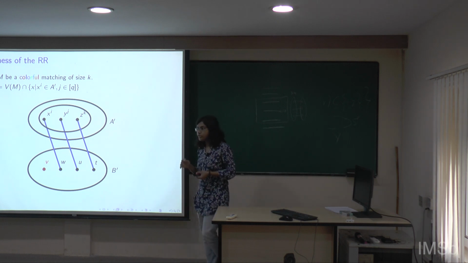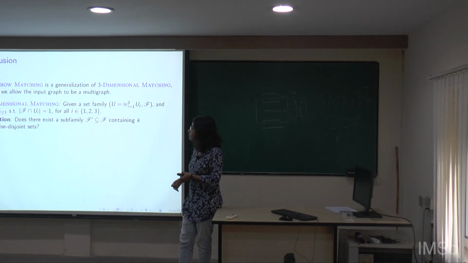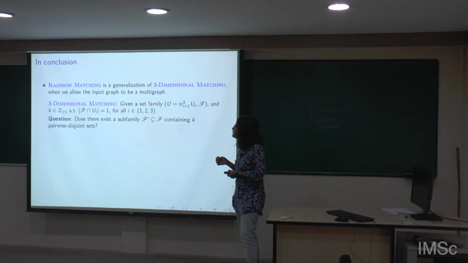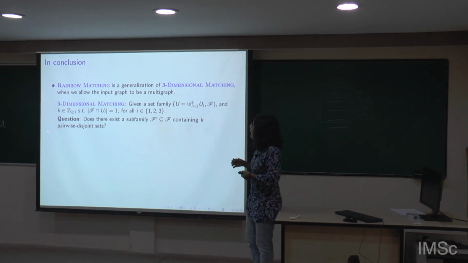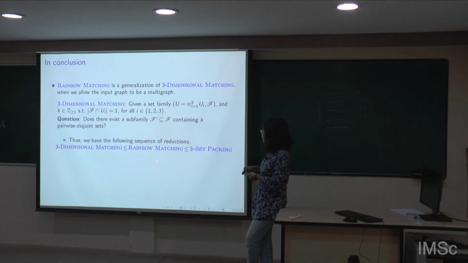So we have a k-square size kernel, and that finishes the results that I am supposed to present. We'll now look at some open problems or concluding remarks. As I said in the beginning, this problem, rainbow matching, has a randomized algorithm with running time 2 power k times polynomial, and we get this randomized algorithm by giving a reduction from 3-set packing. I gave a reduction from rainbow matching to 3-set packing, so that bounds rainbow matching on one side.